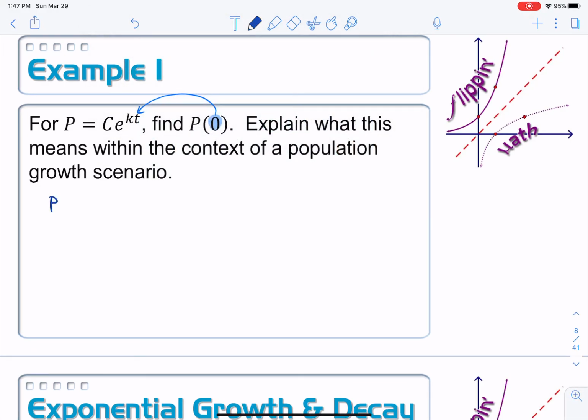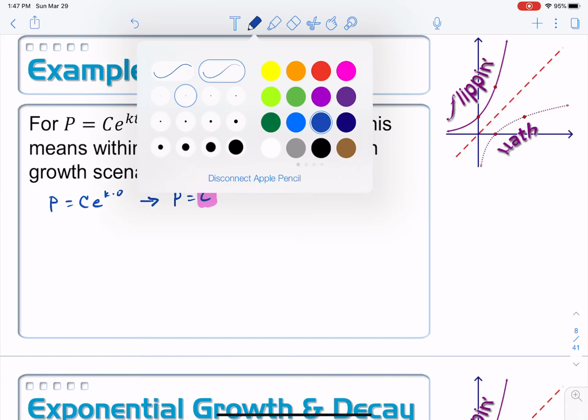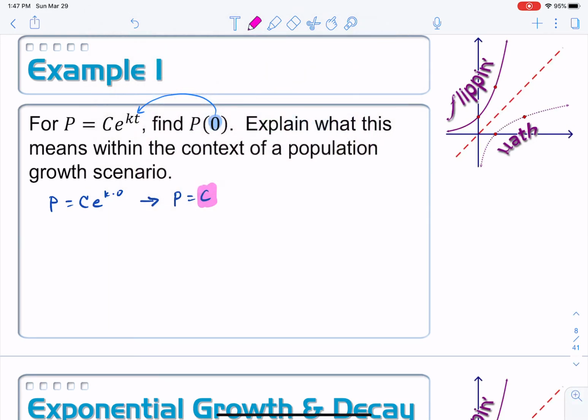So I'll have p is equal to c e to the k times 0. K times 0 is just 0. E to the 0 is 1, which leads to the conclusion that p is equal to c. What does that mean? That means that this c value that we just found is in fact the initial population, because it was the population that happened at time 0. So this is the initial population.